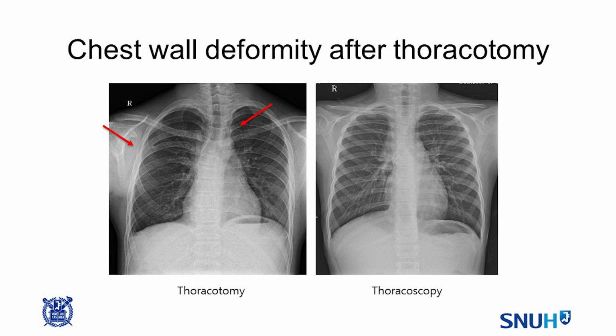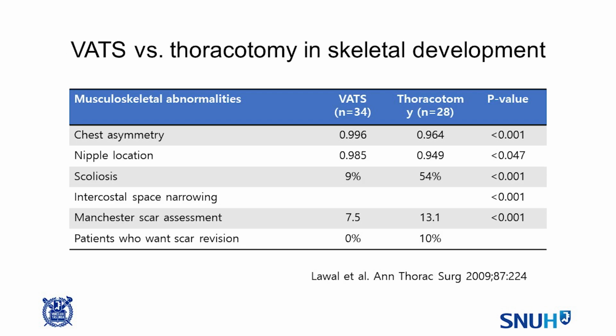These phenomena are commonly observed after thoracotomy. However, the patient on the right underwent thoracoscopic surgery, and no such phenomena are present. Therefore, to prevent these musculoskeletal abnormalities, it's evident that thoracoscopic surgery is highly advantageous. This study is a comparison between musculoskeletal abnormalities in thoracotomy and thoracoscopy. Thoracoscopy is reported to be superior in terms of chest asymmetry, nipple location, scoliosis, intercostal narrowing, and scar issues. Therefore, for young patients, it is recommended to avoid thoracotomy if possible and opt for surgery using thoracoscopy.